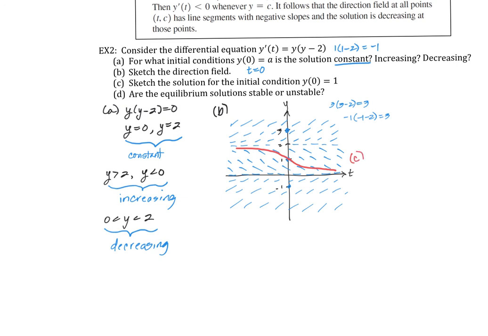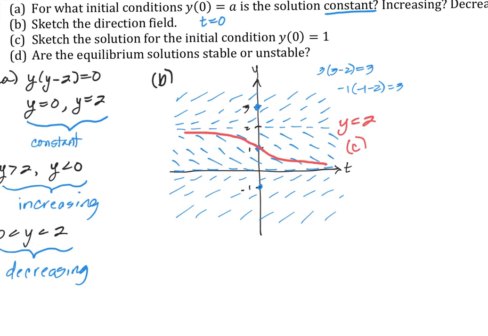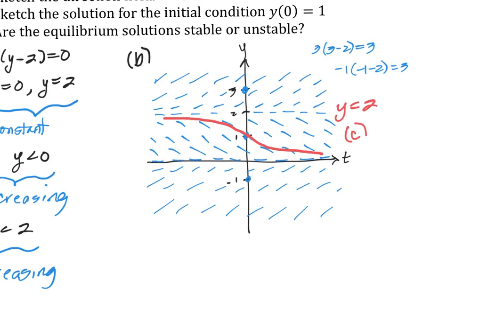D, are the equilibrium solutions stable or unstable? Remember, stable means the solutions are going towards the equilibrium. Unstable means the solutions are going away. So if we look at y equal to 2, notice that all the solutions are going away from y equal to 2. In that particular case, this is unstable.